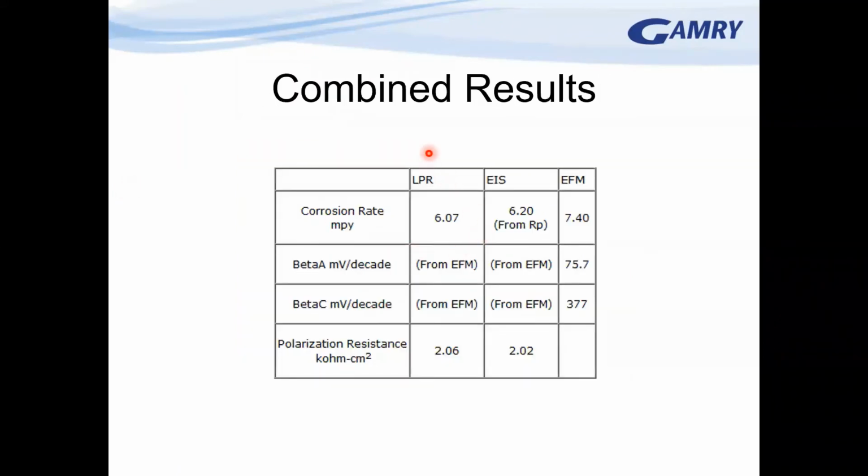So if we do that, for EIS we end up with a value for the corrosion rate of 6.2, which is close to the 6 that we got for polarization resistance, and still lower than the EFM result. So we can actually use the beta constants that we got from the EFM result to calculate these values. That's how we yield the results that we got here.